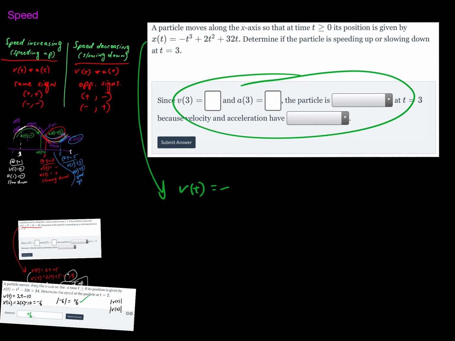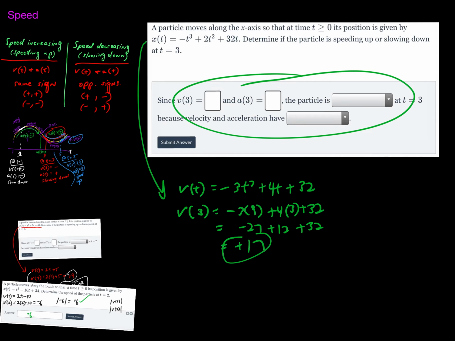The velocity function comes out to be negative 3t squared plus 4t plus 32. We are going to need to know what the velocity at time 3 is, so I'm going to plug it in right now. 3 squared is 9. This is 4 times 3 plus 32. We have negative 27 plus 12 plus 32, and that is going to give us a positive 17.